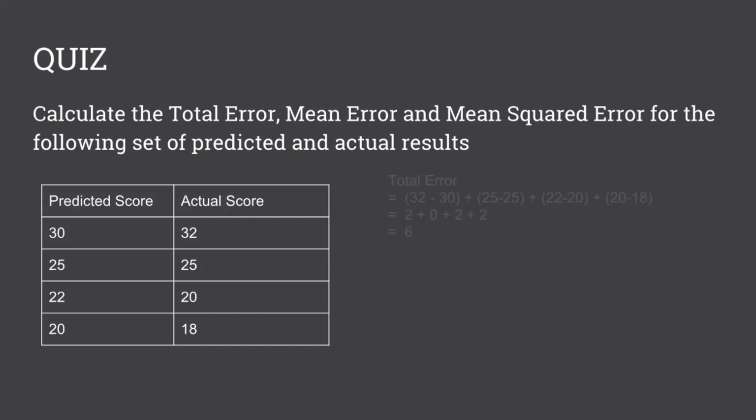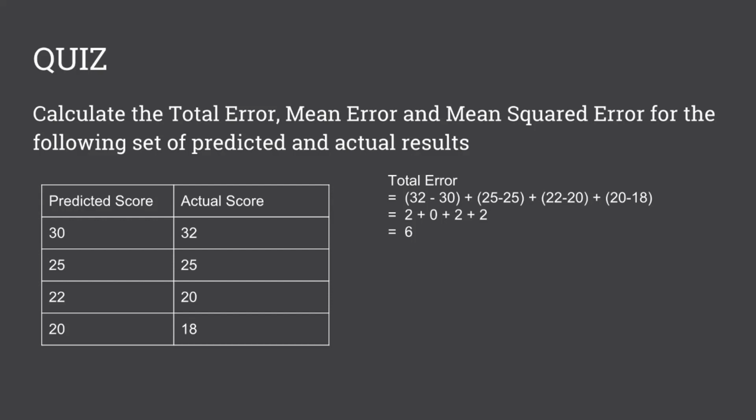All right, so let me show you the total, and let's see if you want to correct your answers for the rest of the two. The total error is nothing but the difference between all of these values, and you just add all of them up.